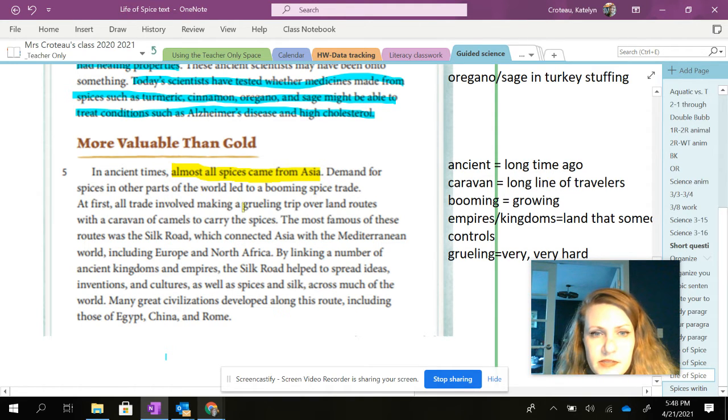So that means that if they're saying it had a booming spice trade, that means it was very successful for the Asian countries that were trading and selling spices. So we could actually kind of use this as the same fact. Demand for spices in other parts of the world led to a booming spice trade. If we were to pick this fact, I'd say these probably would go together, and then we wanted to rephrase it to simplify it a bit.